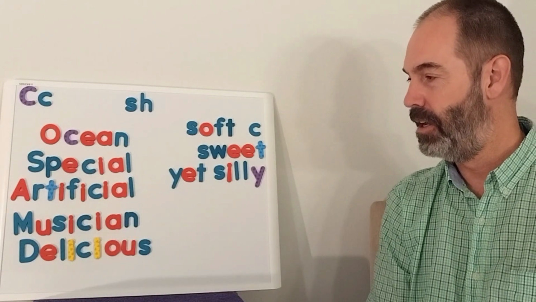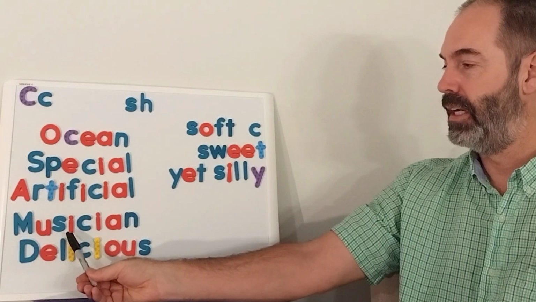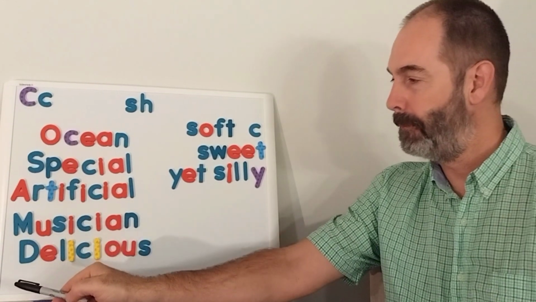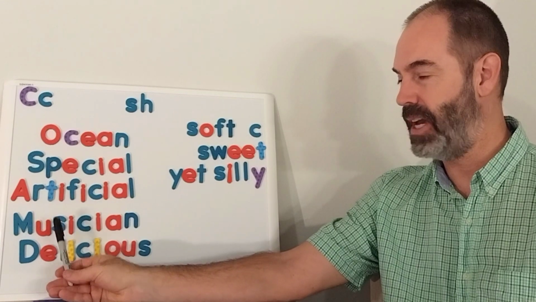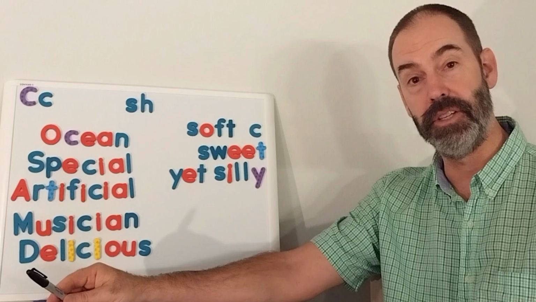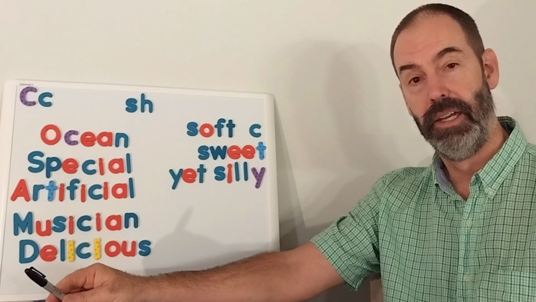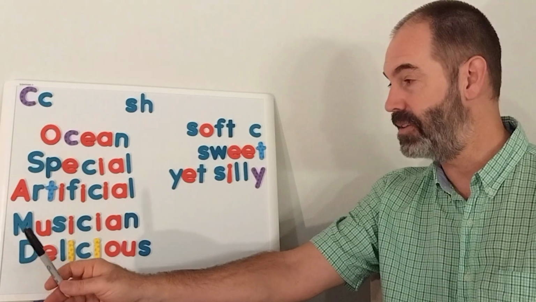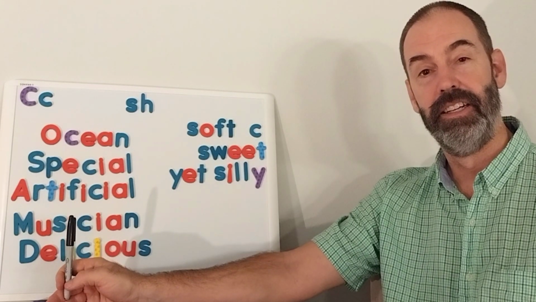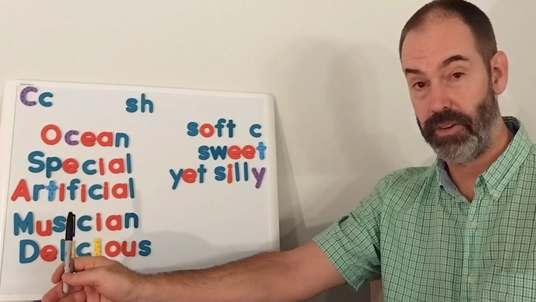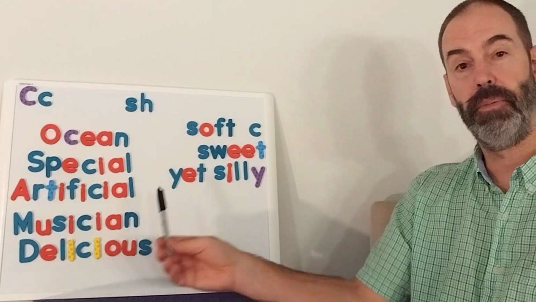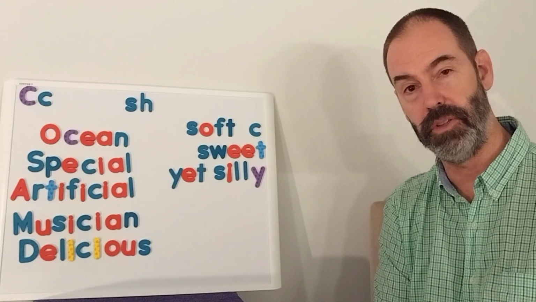M-U-S-I-C-I-A-N. Musician. Notice that the S does not sound like itself. It makes a Z sound. S is also a versatile letter. It can do many different things. It can make a Z sound, and it can also make a S sound. It can also make a sh sound as well, like the C can. Musician. A musician is someone who plays a musical instrument.